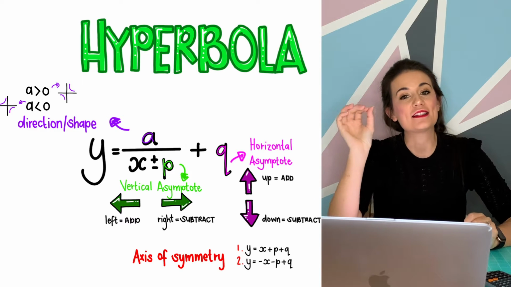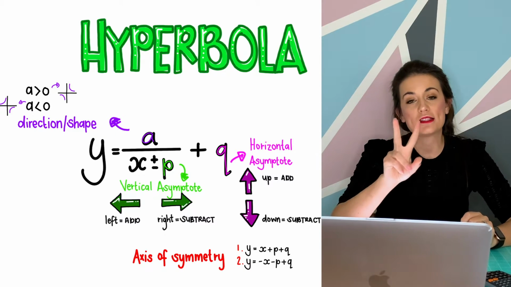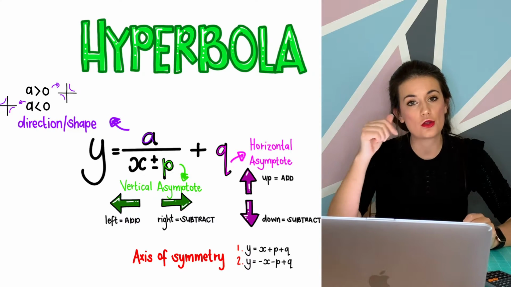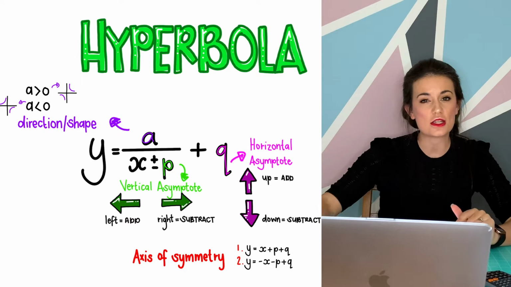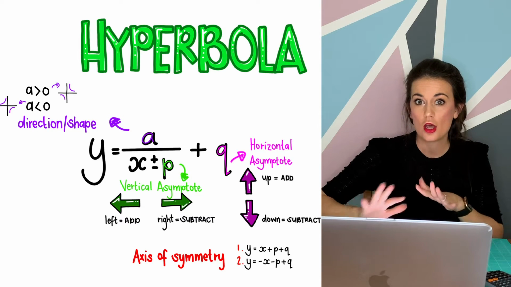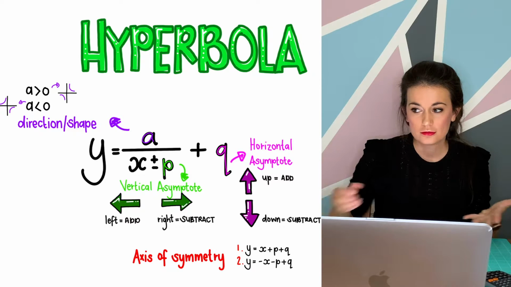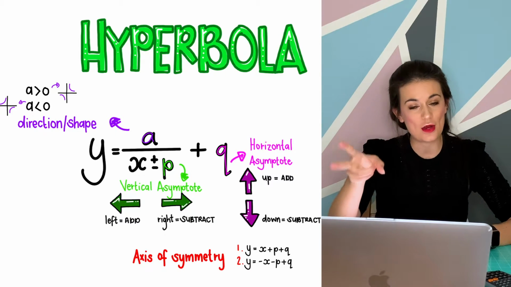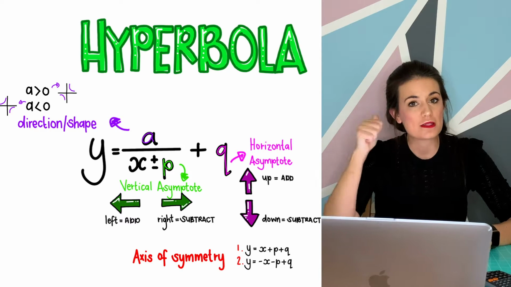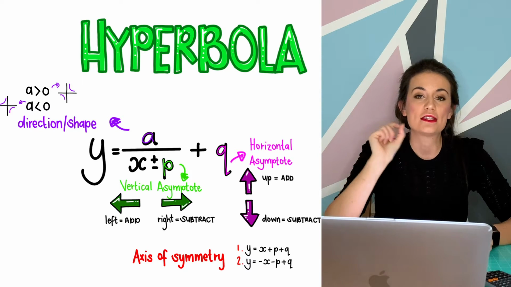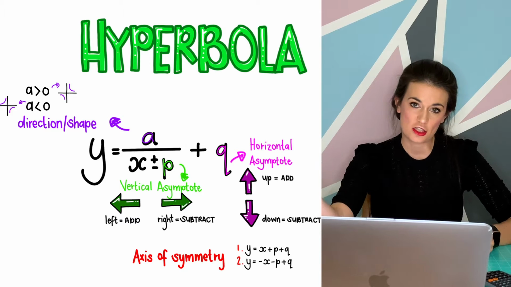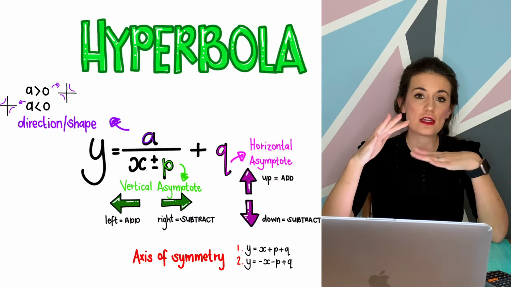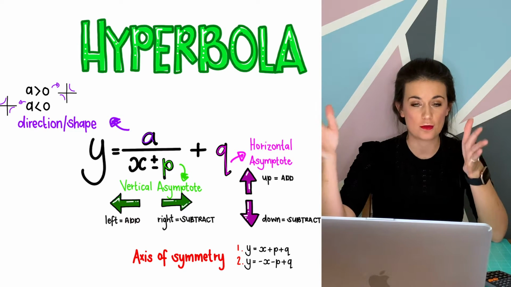Then we have our axes of symmetry. Now we have two axes of symmetry for a hyperbola, and you need to know the equations off by heart. So I suggest that you write it down. I actually suggest that you do all the notes that I'm making handwritten so that you can study from them. But we have two equations. y is equal to x plus p plus q, and y is equal to negative x minus p plus q. So those are two equations for our axes of symmetry.